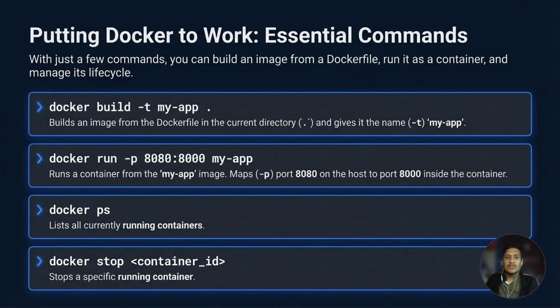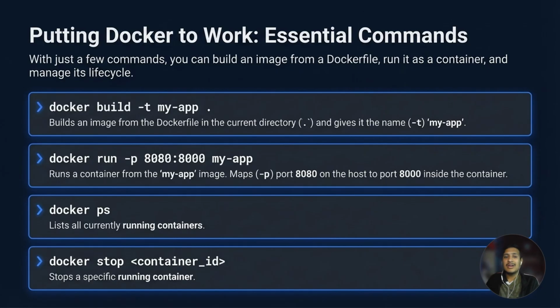When you interact with the Docker command line interface, here are some essential commands to get you started. docker build -t myapp. This command builds an image from the Dockerfile in the current directory and names it myapp. The -t tag is used to name the image.